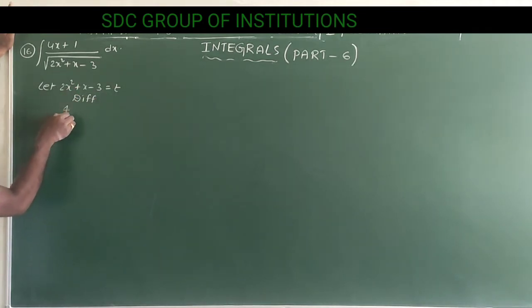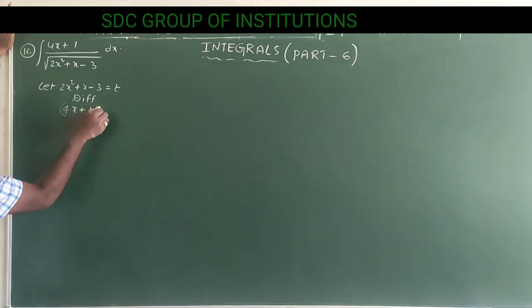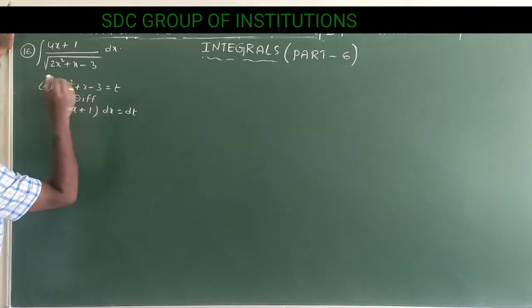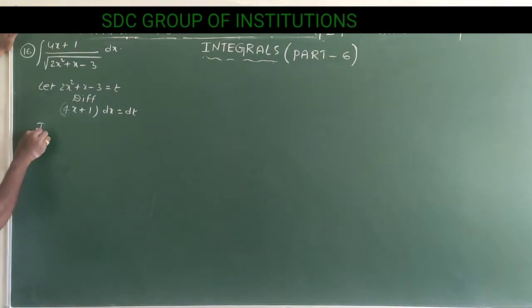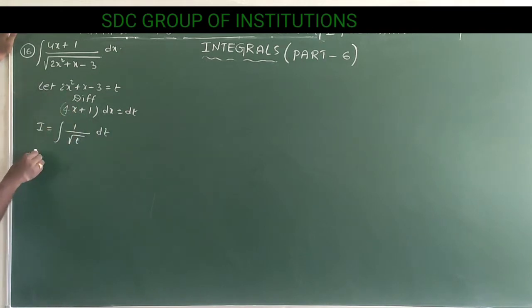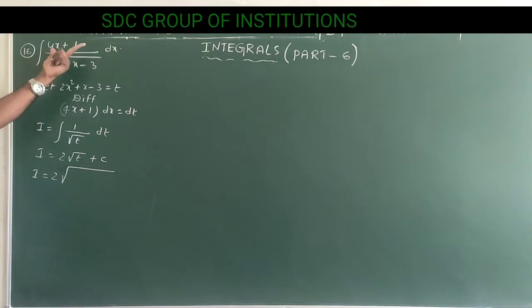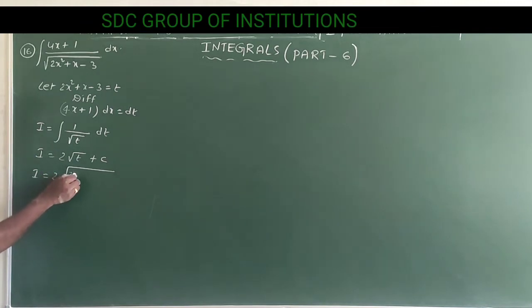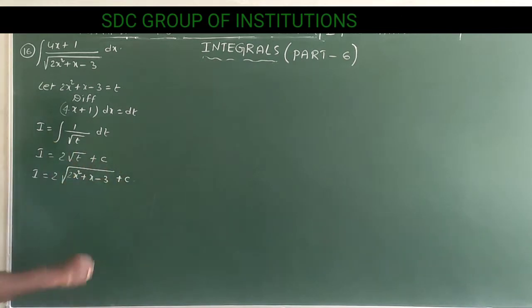Differentiate: 4x plus 1 dx is equal to dt. It is present in the question. Now the question can be changed to integral 1 by under root of t dt. 1 by root t, that is nothing but 2 root t plus c. Finally substitute t value. Or otherwise, for 1 mark purpose, if you want you can use the direct formula: f dash x by under root of f of x, that is nothing but 2 root f of x. So 2 root of 2x square plus x minus 3 plus c. So this is the answer for 16.